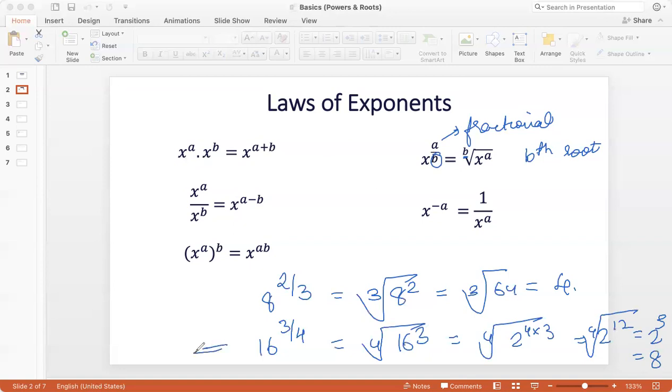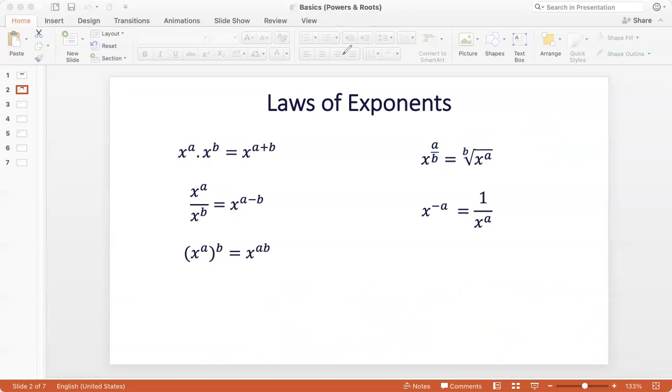And we can verify this by writing 16 as 2 to the power 4 whole to the power 3 by 4, which is 2 to the power 4 into 3 by 4, which is 2 cubed. So whatever is the denominator becomes the root.